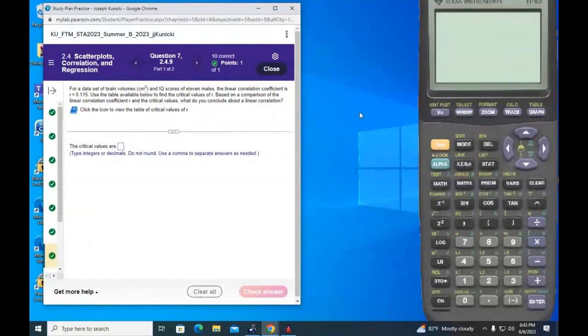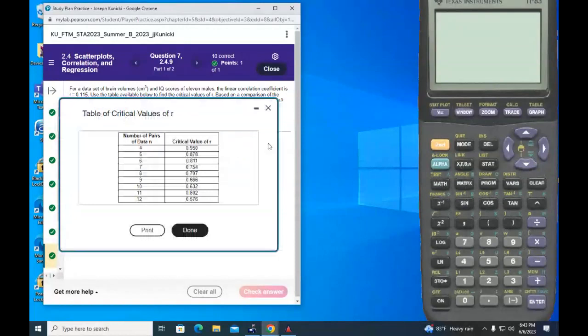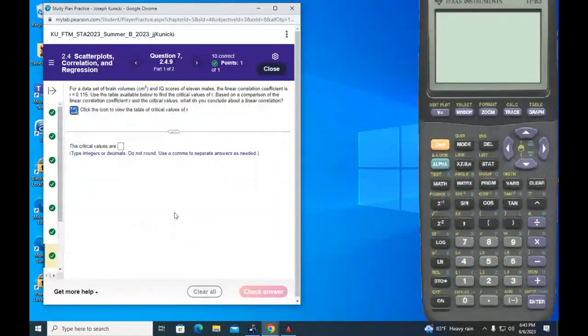It says for a data set of brain volumes and IQ scores of 11 males, so n is 11, the linear correlation coefficient is 0.115. That's pretty low. It says use the table available to find the critical values of r. So those are the CVRs, critical value for r. So if I click on that, it'll give me values of n from 4 to 12. So 11, remember now they're opposites, so it's plus or minus 0.602. So those are the critical values.